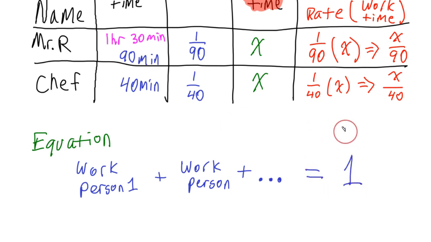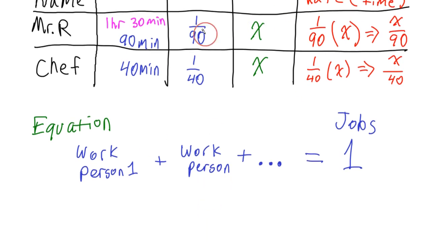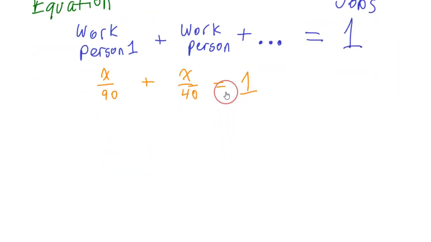And this number 1 is basically just the number of jobs that are being completed here. So that idea is going to basically turn into, well, the amount of work that Mr. Rennie is doing is this X over 90. So X over 90 plus this X over 40 is going to equal 1. So then the question becomes, okay, how do we solve this?